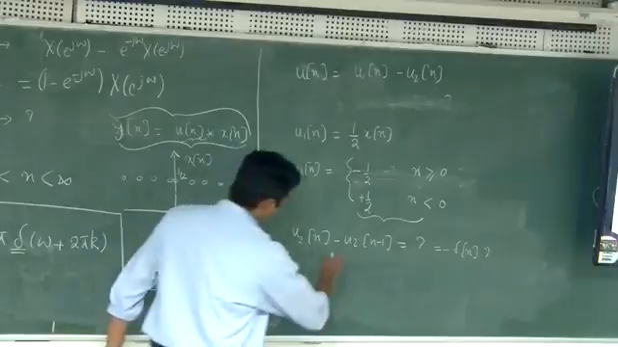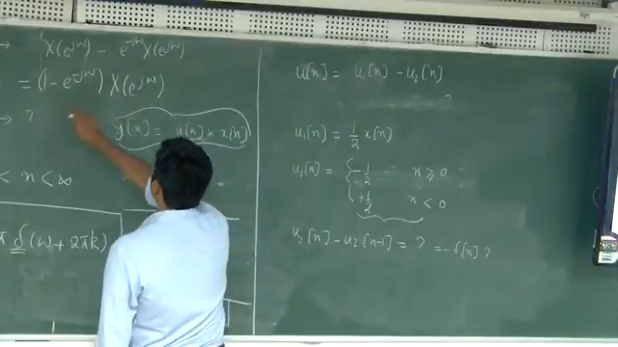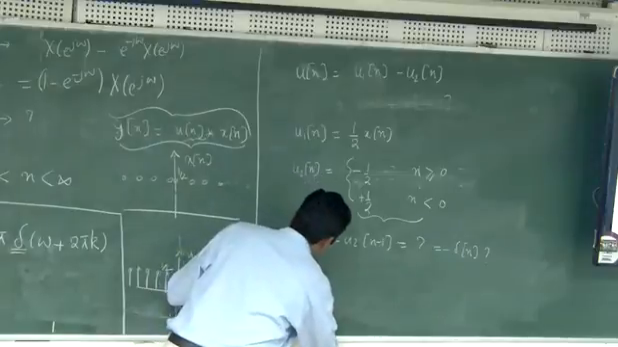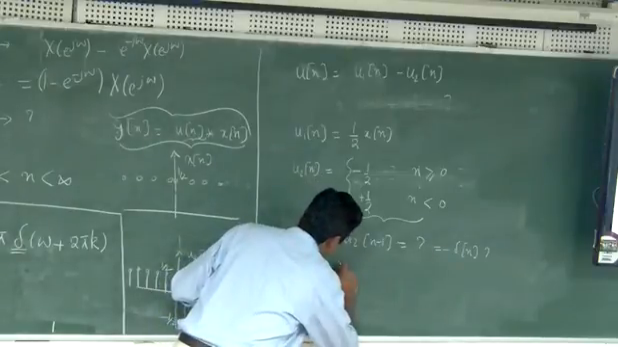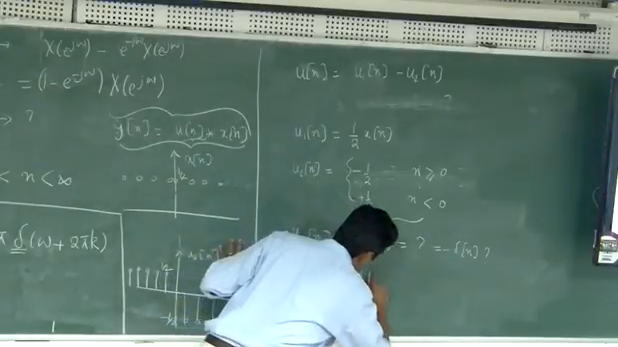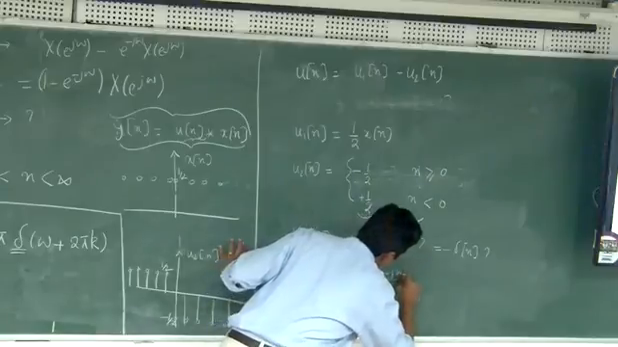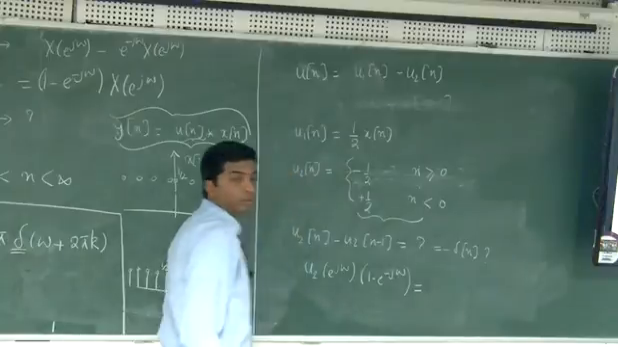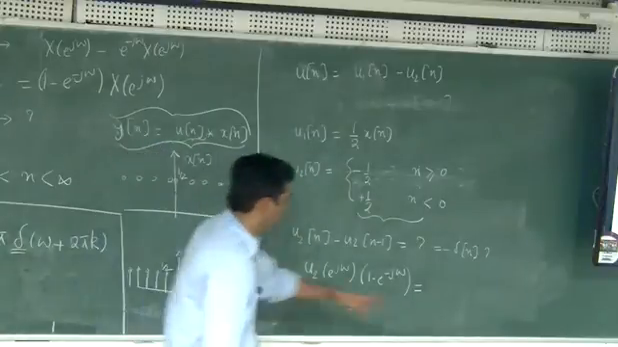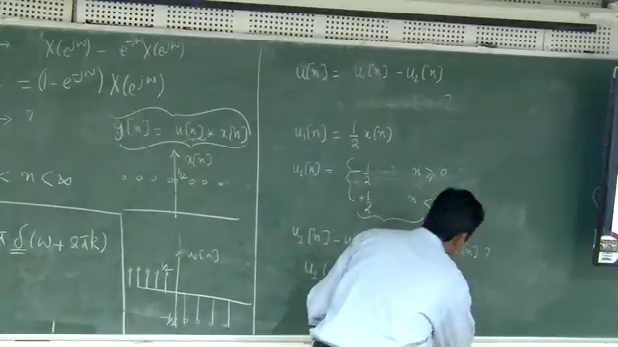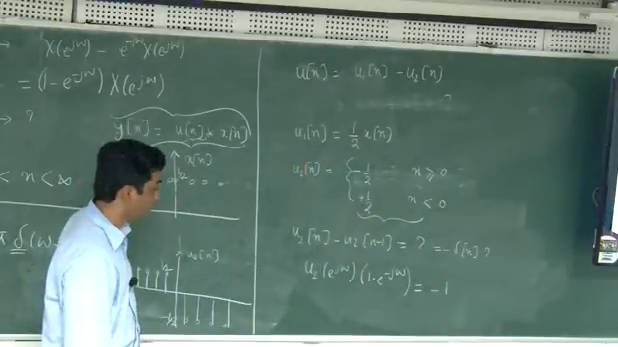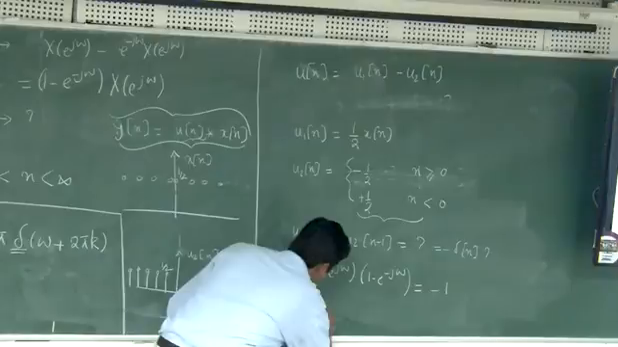So now, I can use this result, right? What do I get from here? So I have u2 of e to the j omega times, what is the Fourier transform of delta? In this case we have a minus sign here. That's going to be -1. So what is u2 of e to the j omega?